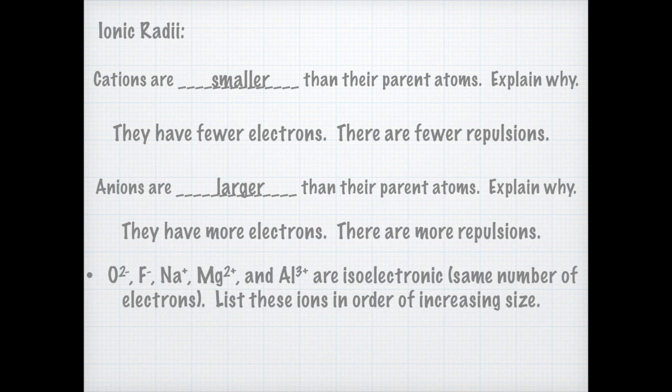If you look at the oxide ion, fluoride ion, sodium ion, the magnesium ion, and the aluminum ion that I've given you, they're isoelectronic, meaning you have the same number of electrons. So it wants us to list these in order of increasing size. Well, aluminum has the most protons, therefore it has the largest effective nuclear charge. And since they all have the same number of electrons, aluminum is going to be the smallest, followed by magnesium, followed by sodium, followed by fluorine, which is much bigger, the fluoride ion, followed by oxide.